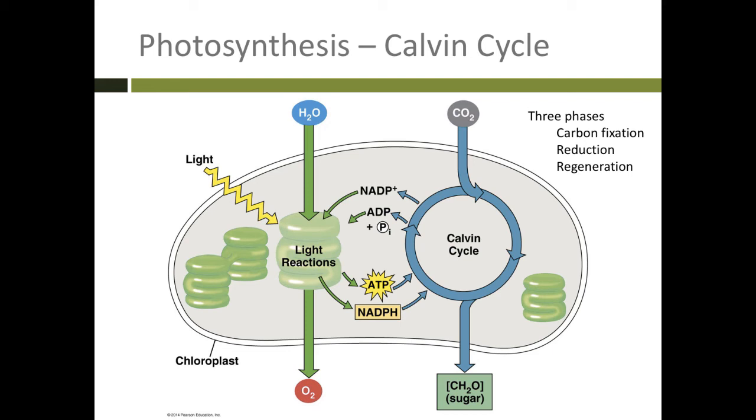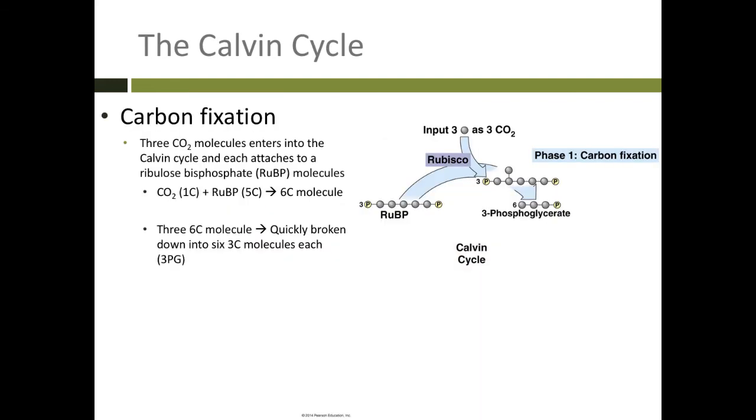There are three phases to the Calvin cycle: carbon fixation, reduction, and regeneration. The first phase is carbon fixation. Carbon dioxide from the atmosphere enters the stroma. 3 molecules of it enter the Calvin cycle at one time. These 3 molecules of CO2 each bind to a molecule of ribulose bisphosphate, or RUBP, a 5-carbon molecule.